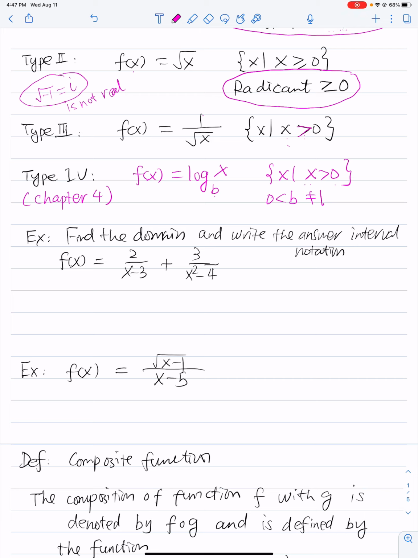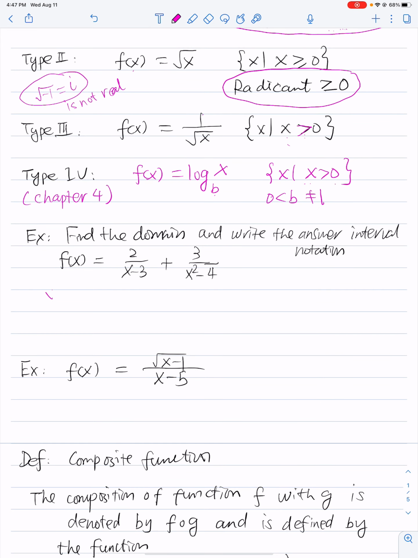Okay, so let's practice some questions. Let's look at this. What will be the domain? We have fractions, so we only need to pay attention to the denominator. x minus 3 cannot be equal to 0, so x cannot be equal to 3. Also x squared minus 4 cannot be equal to 0. How could we solve this? x squared cannot be equal to 4, then x cannot be equal to plus or minus 2. Do not forget plus or minus.